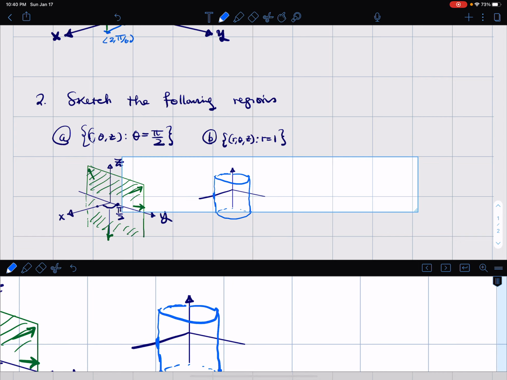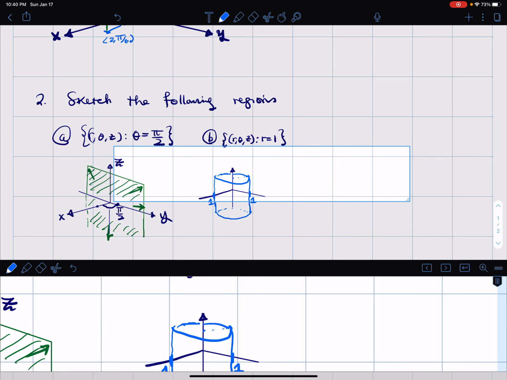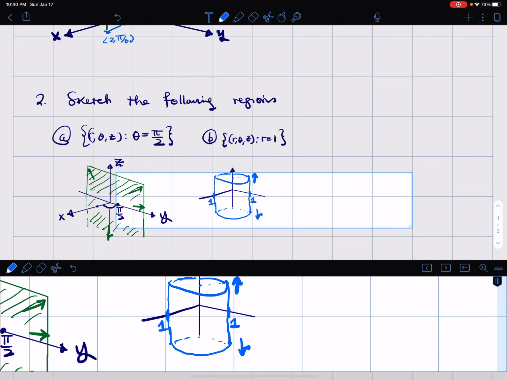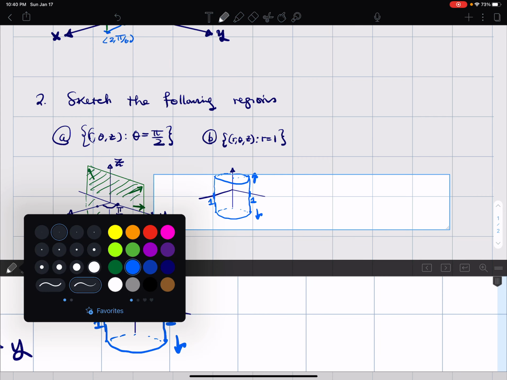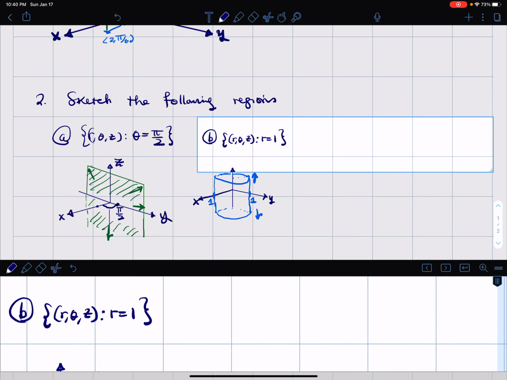So the only restriction here is r equals 1. So this is an infinite cylinder. It continues up and down. Infinite cylinder of radius 1, running along the z-axis. This is y and this is x. Now let's look at another one.